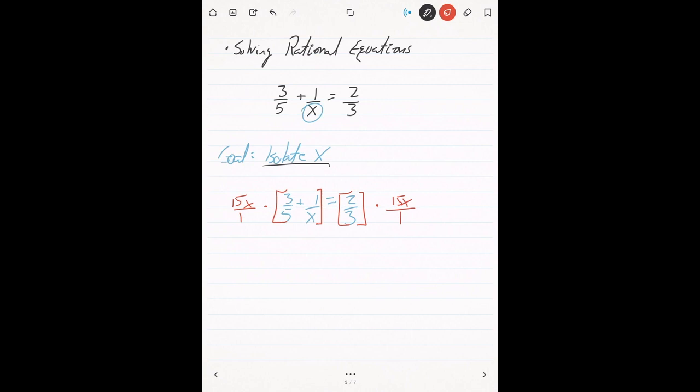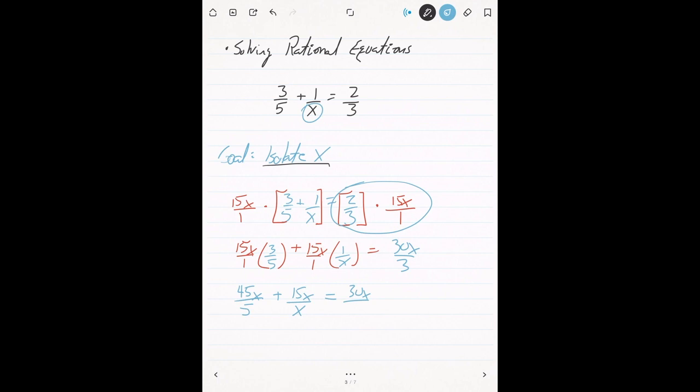I'm going to distribute it through, and I want you to see what happens to the denominators. So let's distribute 15x through. Here's what we get when we distribute the 15x through. We're applying it to each term, and when we multiply the 2/3 and the 15x together, we get 30x over 3. So I'm going to keep multiplying, and before I simplify anything, I'm just going to multiply across. So 15x times 3 is 45x over 5, plus we have 15x over x, and then 30x over 3, I guess I'll just leave that for right now.